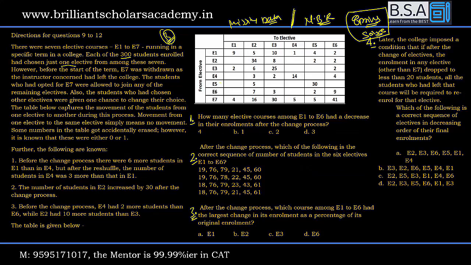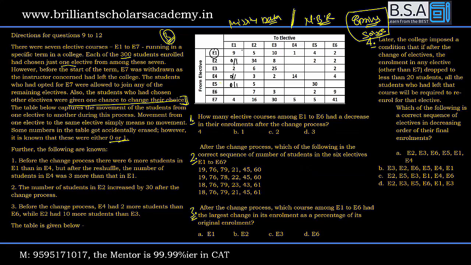This is going to lead to mayhem. There are going to be people who will switch subjects. The table below captures the movement of students from one elective to another during the process. The movement from one elective to the same elective simply means no movement. Some numbers in the table got accidentally erased. However, it is known that these were either 0 or 1. These empty slots, these empty spaces, are either 0 or 1. Now, what does this mean?